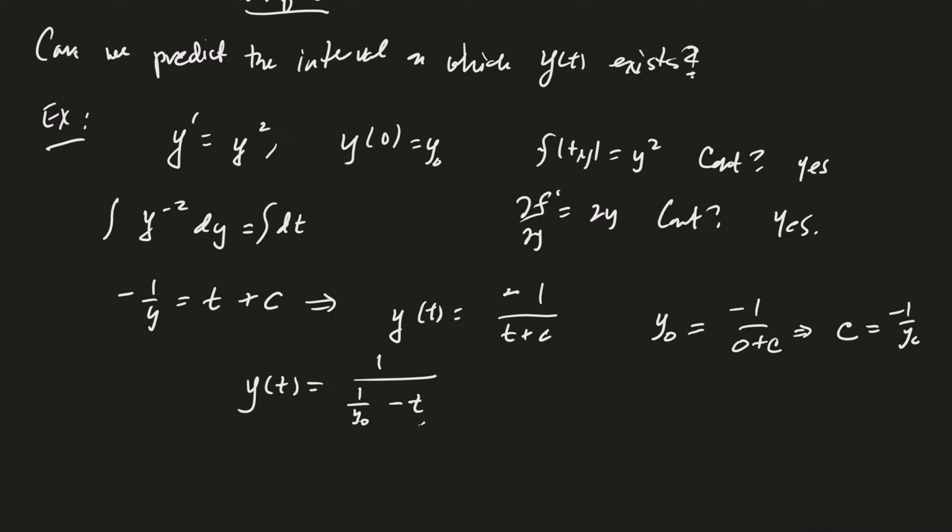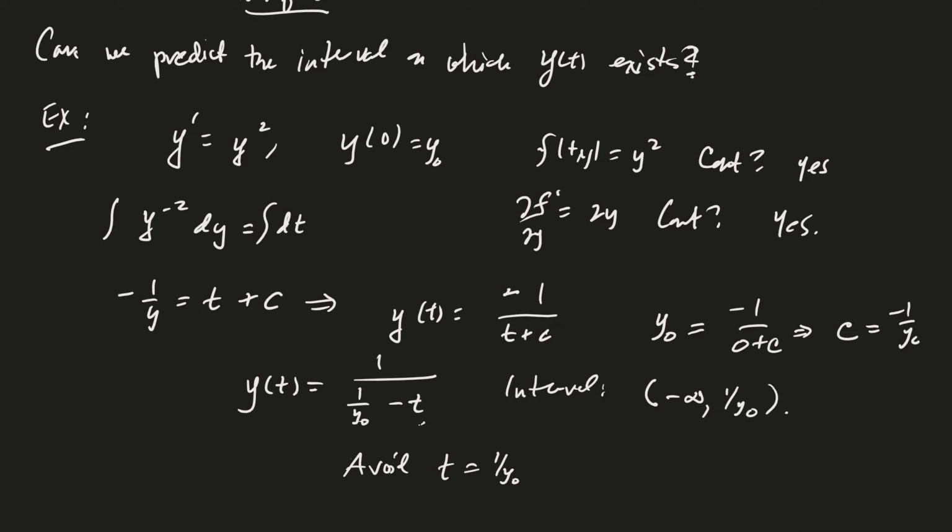Well, you have to avoid t equals 1 over y0, right? So therefore the interval on which the solution exists is going to be from minus infinity to 1 over y sub 0.